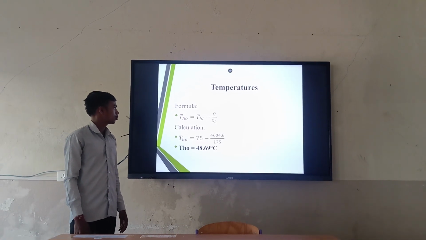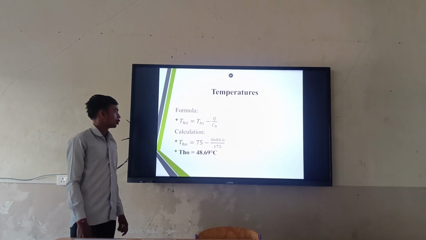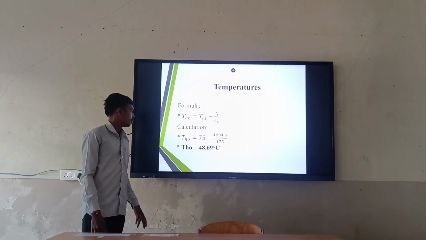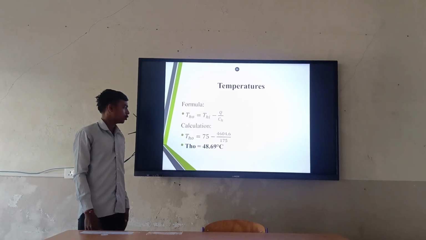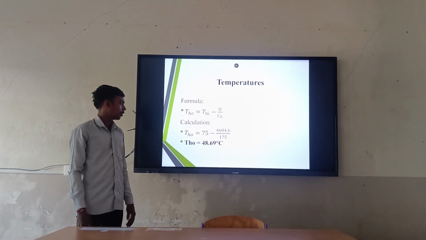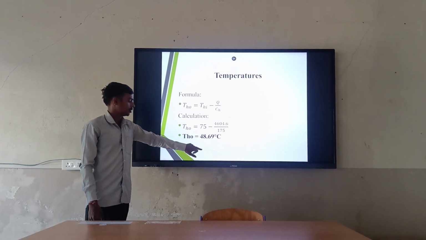Next slide is the temperature. The formula is THO = THI minus Q upon Cp. Put this value in the calculation, and THO is 48.69 degrees Celsius.